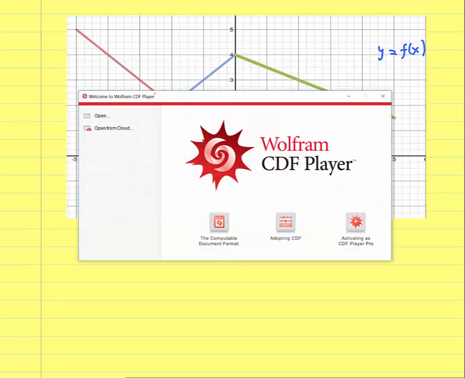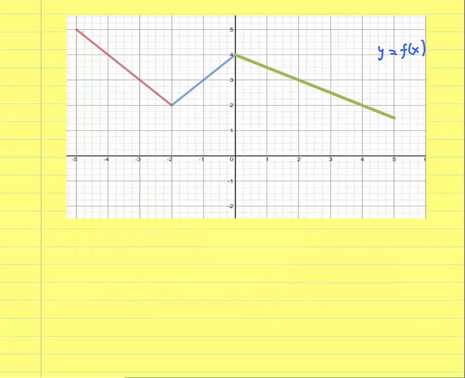When I look at this red segment, let's have a look at that slope. We can see that it drops 1, runs 1. So I know that the slope of this line is negative. So the slope here is equal to -1. That tells me then that the derivative is equal to -1.